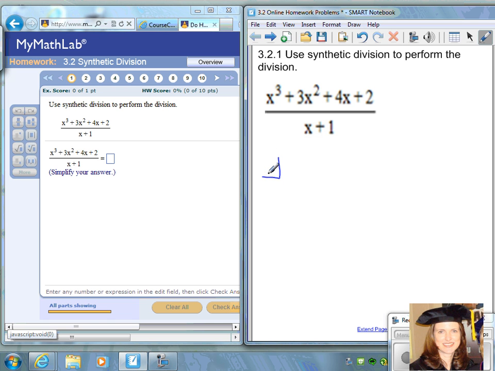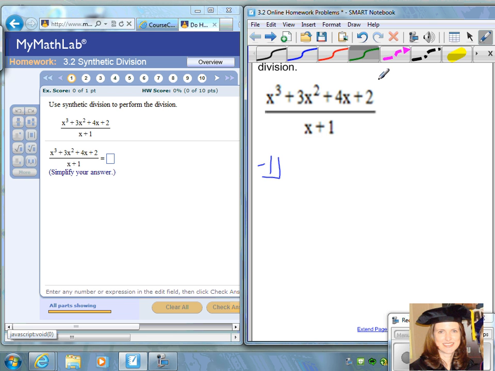We're going to first put a number in the box, and the number that goes in the box is going to be what will make this denominator 0. If you're dividing by x plus 1, if x is negative 1, that makes the whole denominator 0. So we have x plus 1, we're going to put a negative 1 in the box. And then we're going to look at the coefficients of the numerator polynomial.